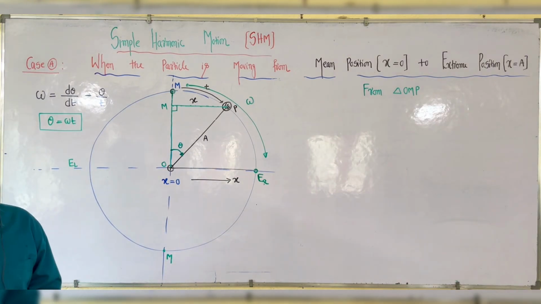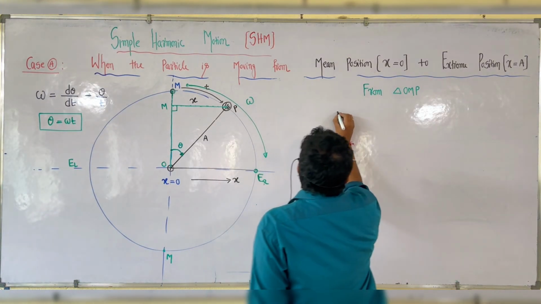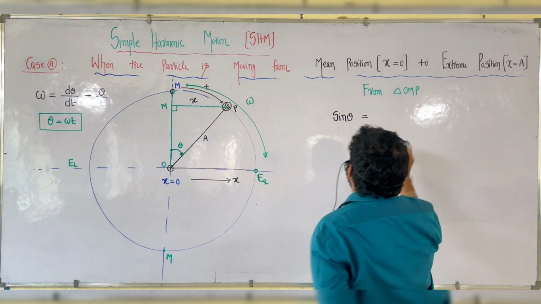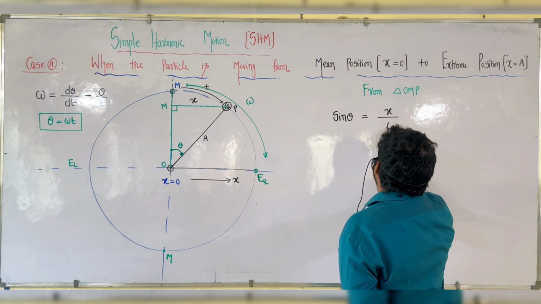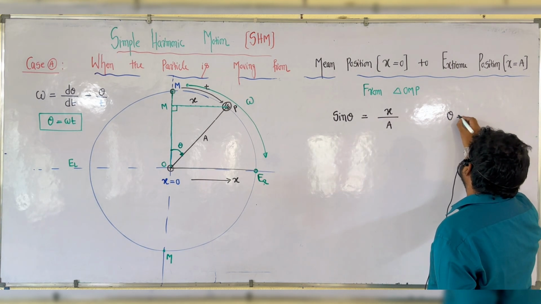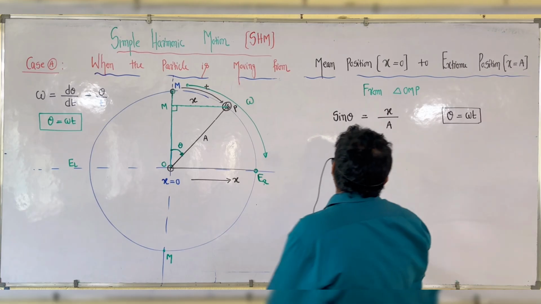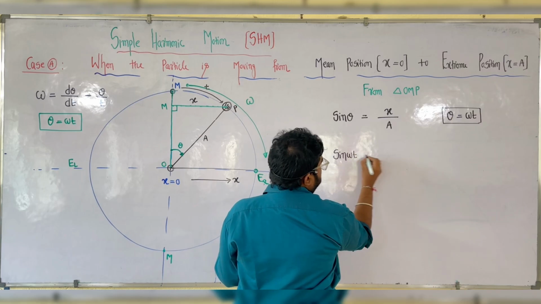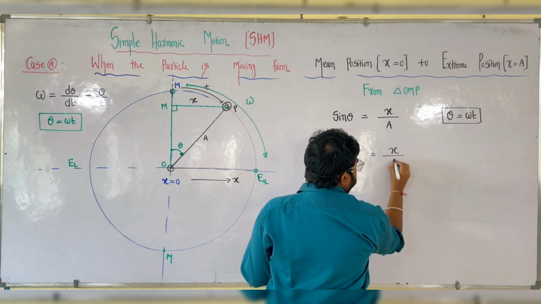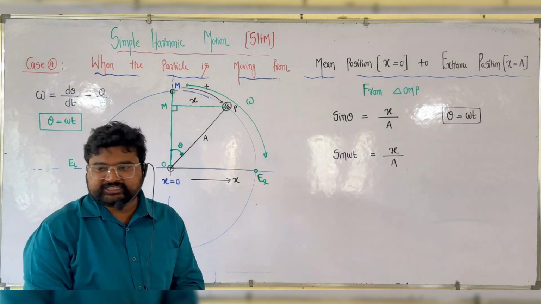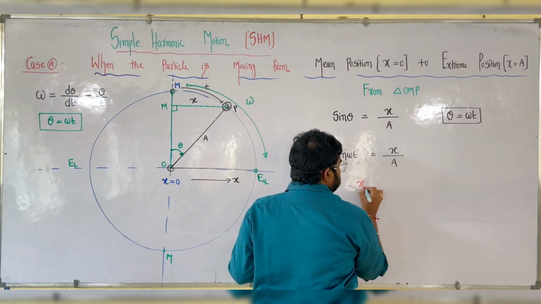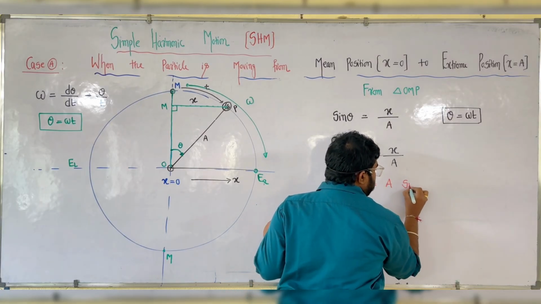What is sin theta from triangle OMP? Sin theta equals how much? X by A. Just now we discussed theta equals omega t. Then sin omega t can be written as x by A. So x equals A sin omega t.